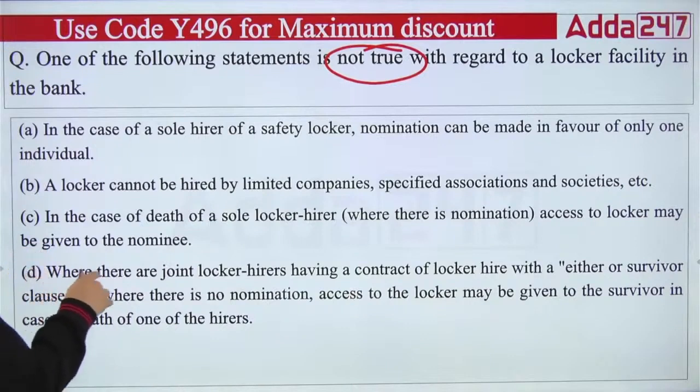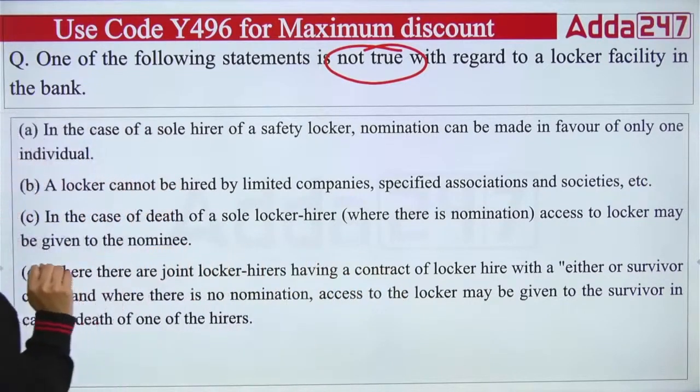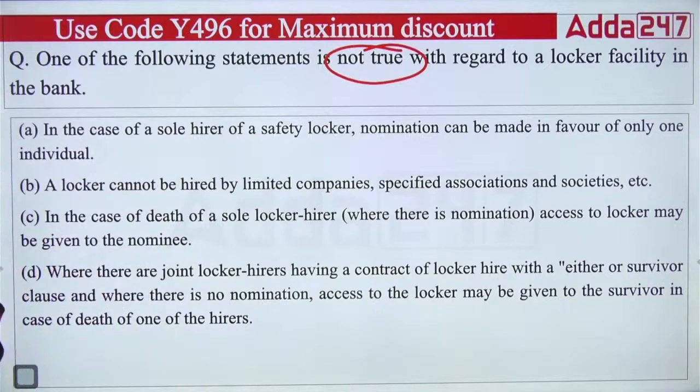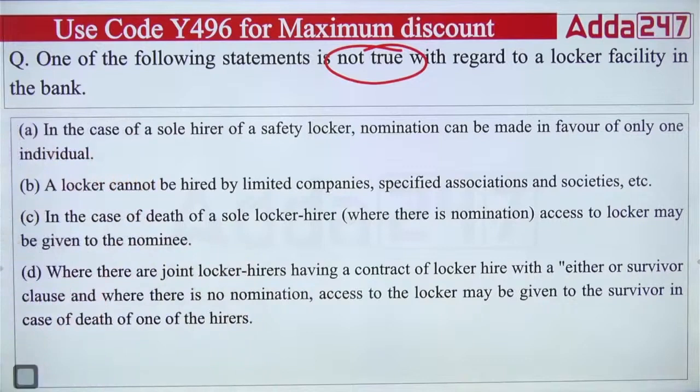Fourth, where there are joint locker hirers having a contract of locker hire with the either or survivor clause, and where there is no nomination, access to the locker may be given to the survivor in case of death of one of the hirers. So what do you think? Which of the following is not true?